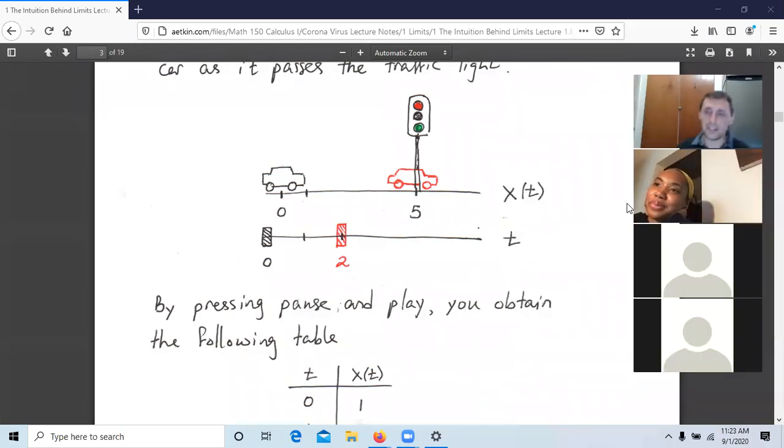I'm not sure what it is that you're doing. Plug 5 into the equation at t, what does it mean?